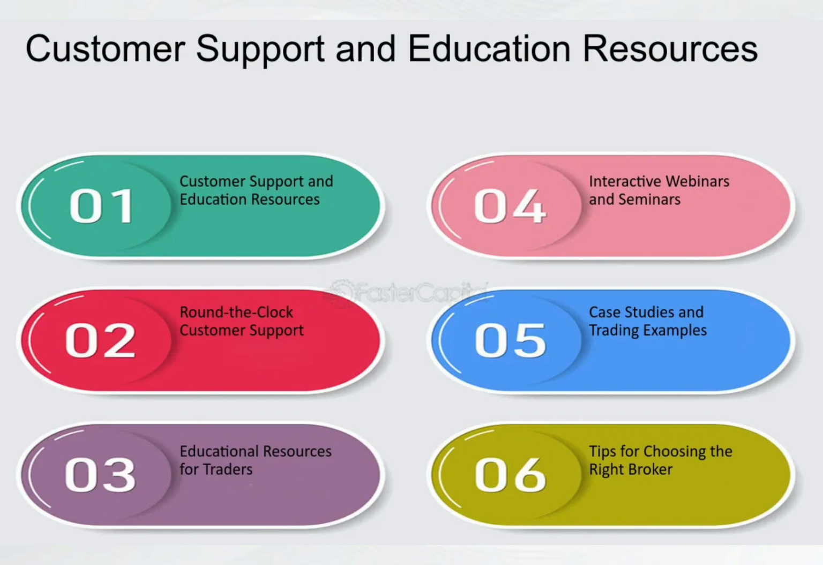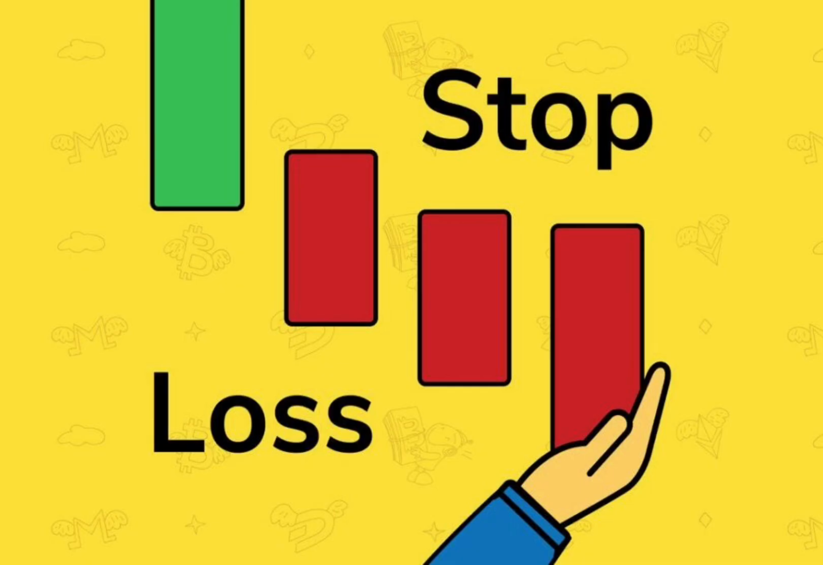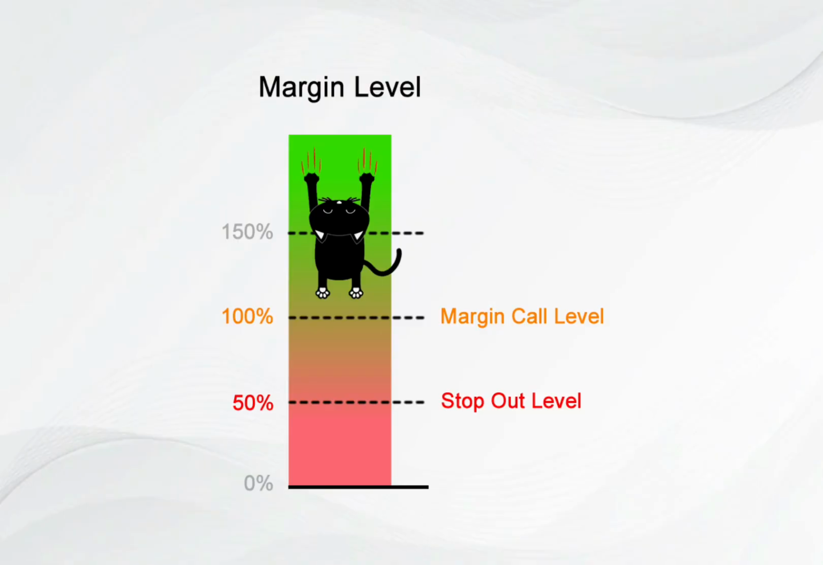The next one is risk management. Every broker will offer tools like stop loss orders, limit orders, and margin calls, just to help you manage your risk. And I hope you understand the functions of the broker. These are what they will do for you. These are the fundamental functions of a broker, and there are more, but I just listed these few in order to save time.